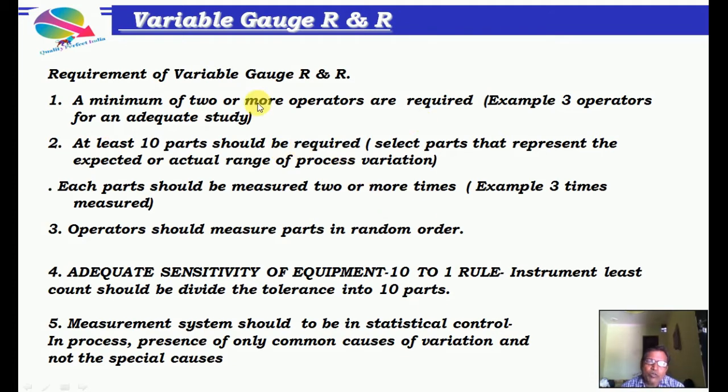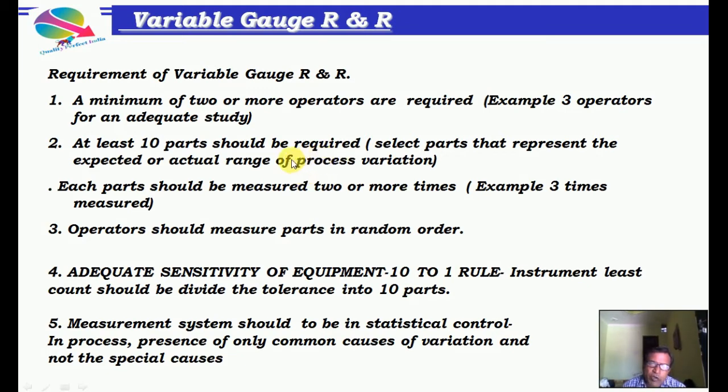Means if you are going to calculate variable gauge R&R, you have to take a minimum of 10 parts, and the part selection should cover all the tolerance of the part in those samples. Means if you have taken 10 parts and the dimension of the part is 10 plus minus 0.1, some parts, two or three parts, you have to take in the minimum range of tolerance, and some parts you have to take in the maximum range of tolerance.